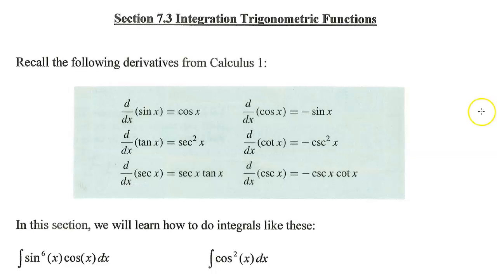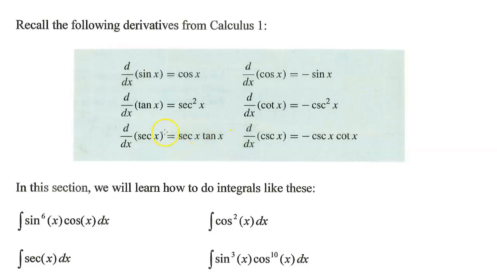In this video, we're going to talk about integrating trig functions. So let's recall from Calculus 1 the following derivative formulas. Remember, the derivative of sine is cosine, the derivative of cosine is negative sine, the derivative of tangent is secant squared, right? The derivative of secant is secant times tangent, right? We have these derivative formulas from Calculus 1.